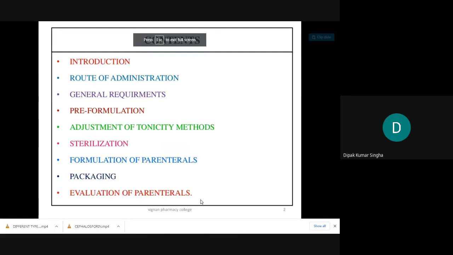So first of all, the introduction, that means parenteral preparation. All of you know parenteral means those preparations which are applied other than the oral route. That means beyond the oral route, those types of preparation, either injection, irrigation, or ophthalmic, these are all parenteral preparations. Generally, where it will be applied, and there are some advantages and disadvantages, and in time I will discuss them with you.